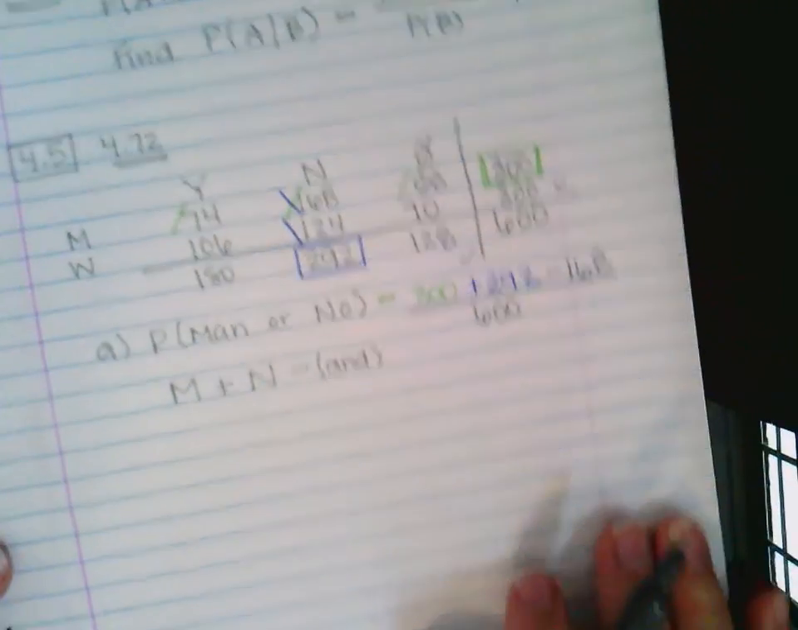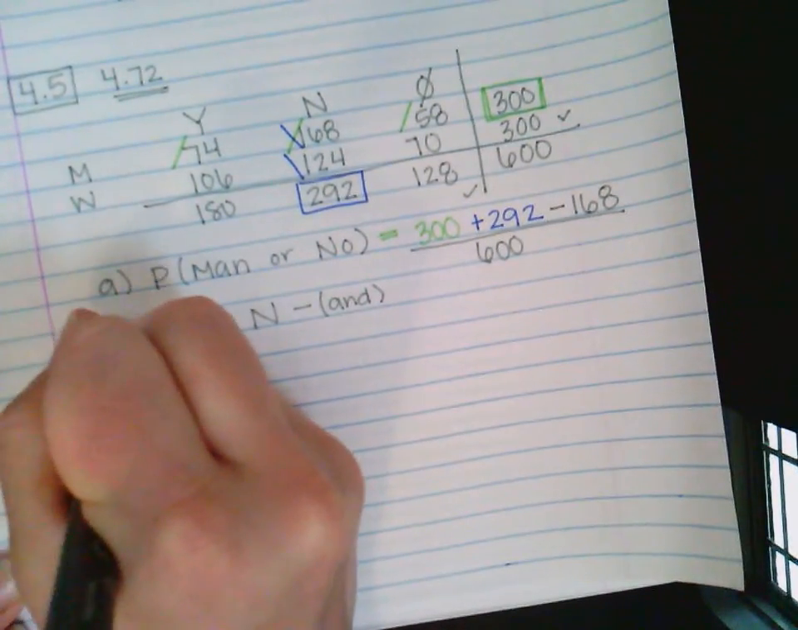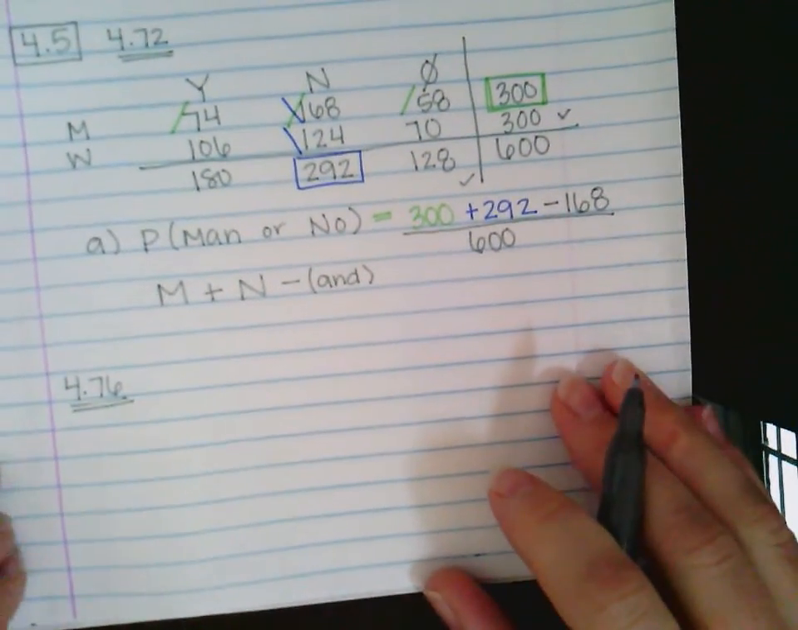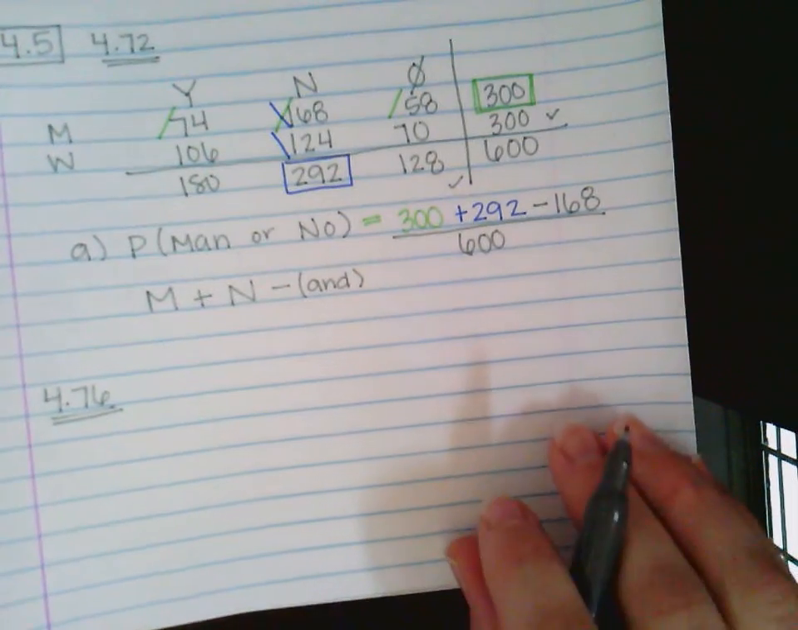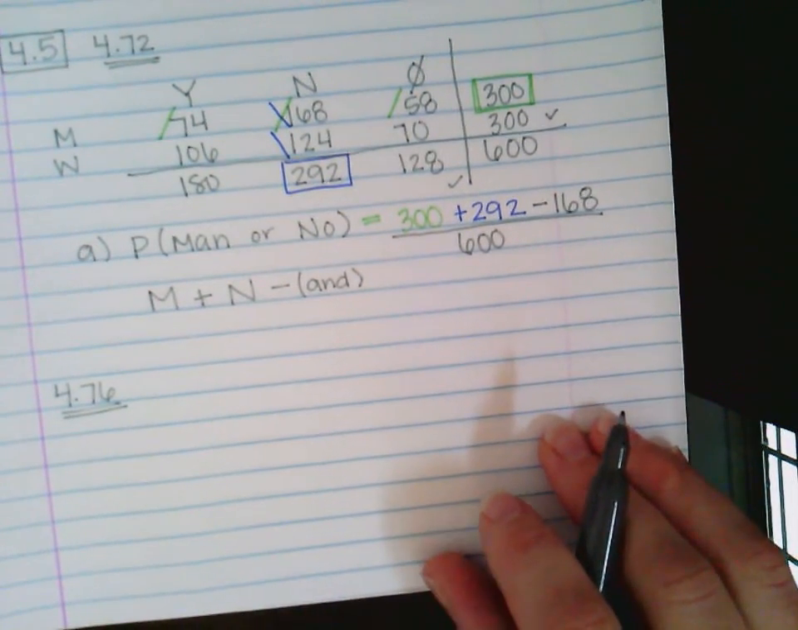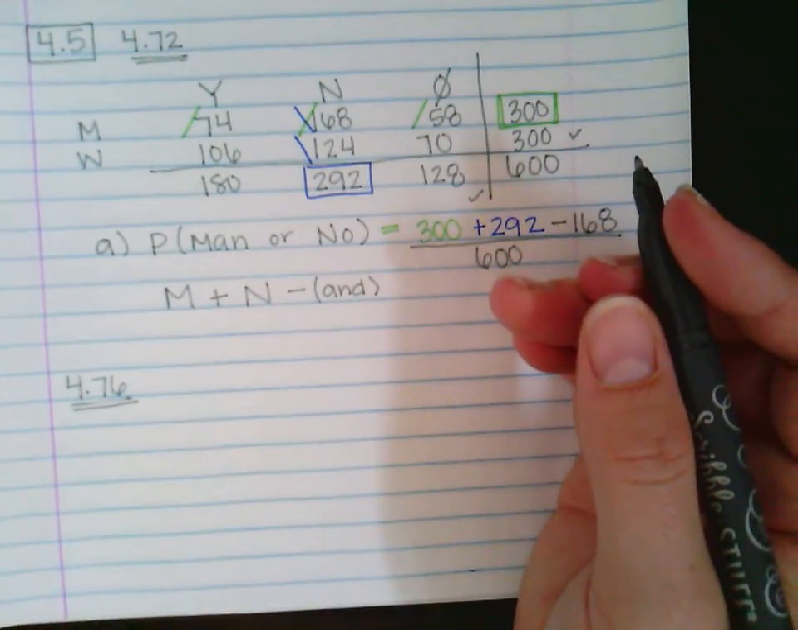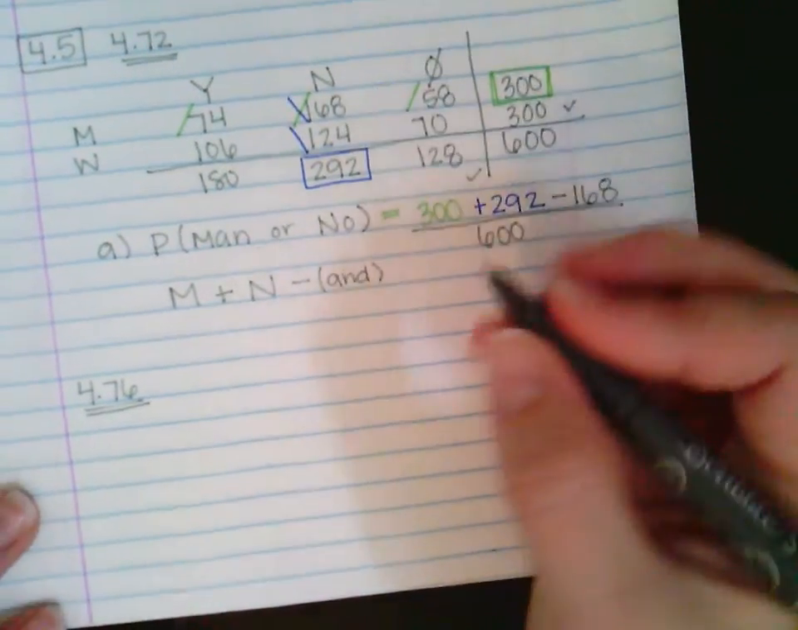On 476, okay, you're going to have to do that same formula, but they're going to give you it in a word problem, not in a data table. So it might be a little bit tricky to go through and do all of that work.